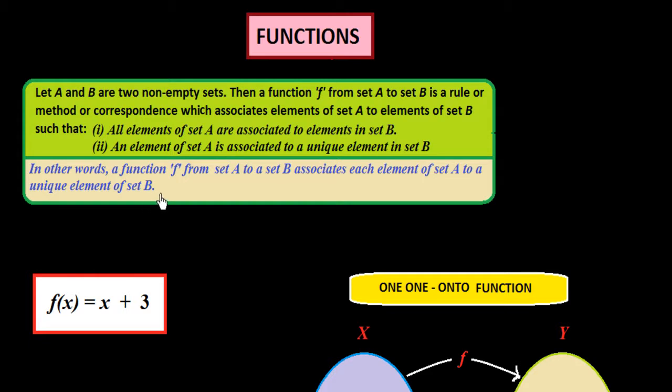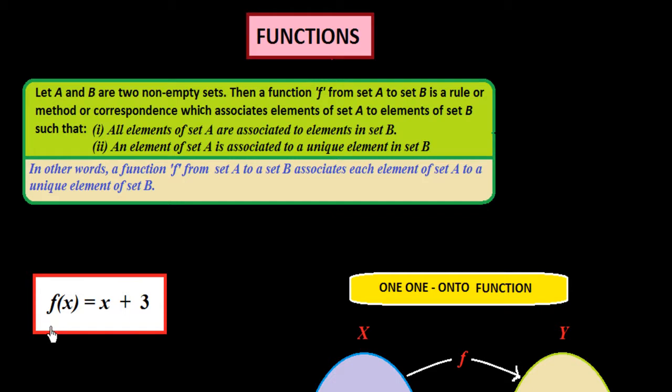So, I would explain this with an example. We have classified functions as 1-1, many-1, onto and into. So if we include all these, we find there are mainly 4 types of functions: 1-1 onto, 1-1 into, many-1 onto, and many-1 into. First we see the 1-1 onto function.